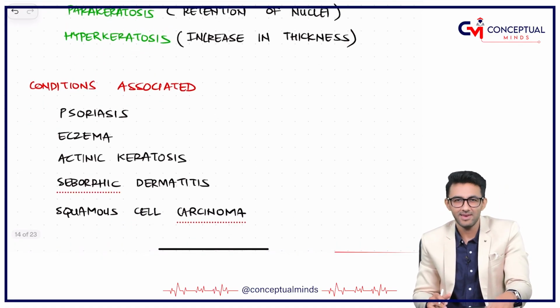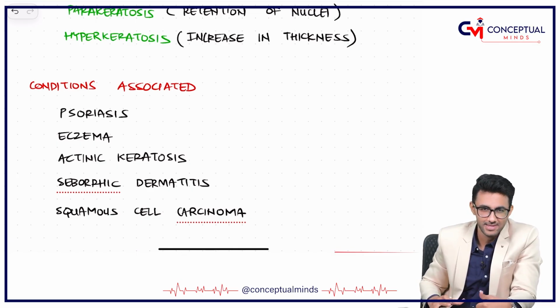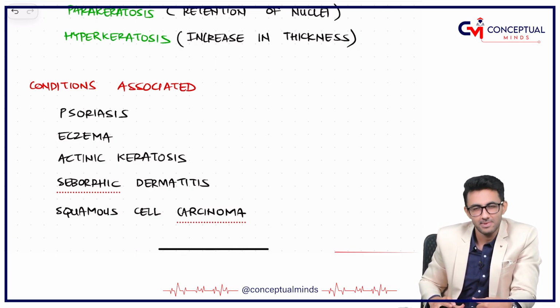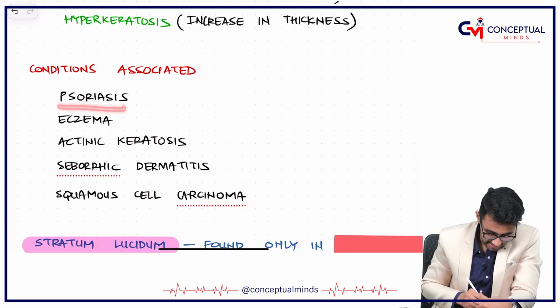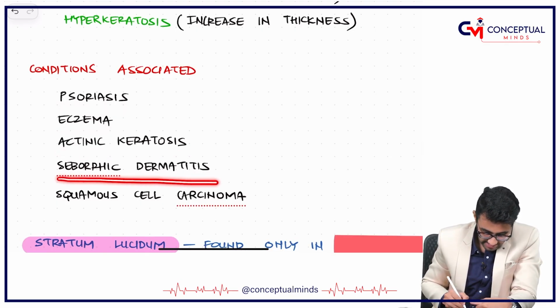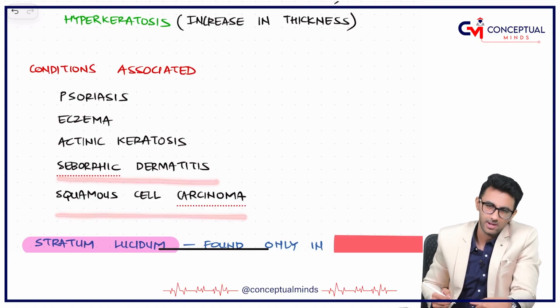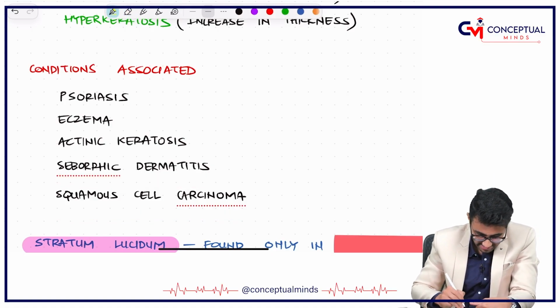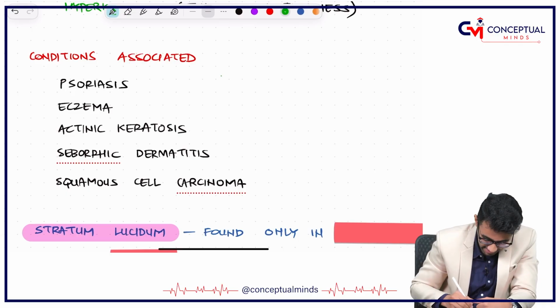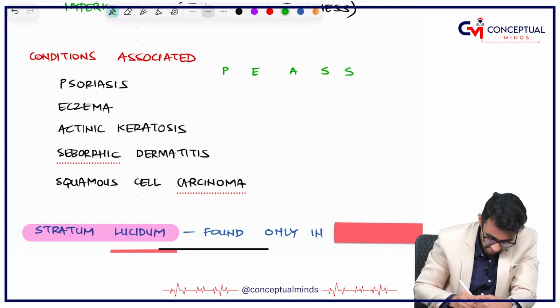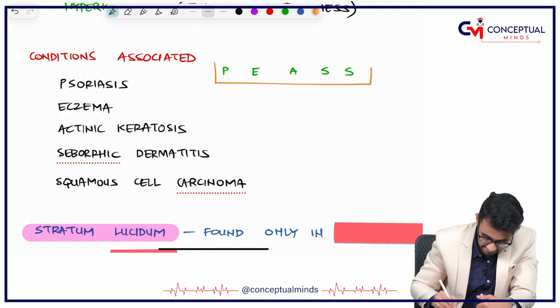And we have a mnemonic for that as well, not as good as the previous one, but let us go on with the list, and later I'll share the mnemonic as well. So the first one is psoriasis, eczema, actinic keratosis, seborrheic dermatitis, and squamous cell carcinoma. And the mnemonic is peas. I don't know whether you like peas or not, but the mnemonic is PEA and SSS. Alright, so that is our mnemonic.